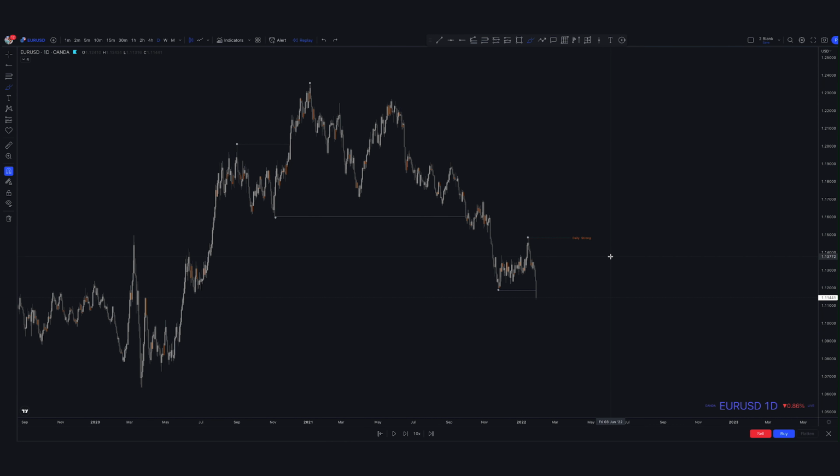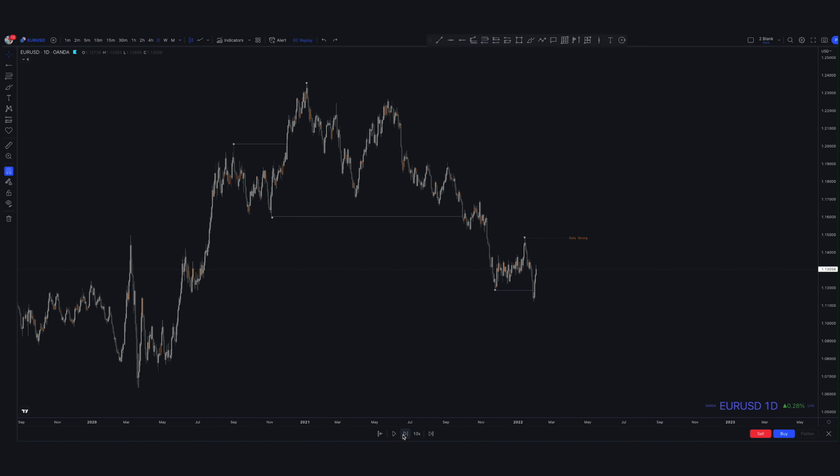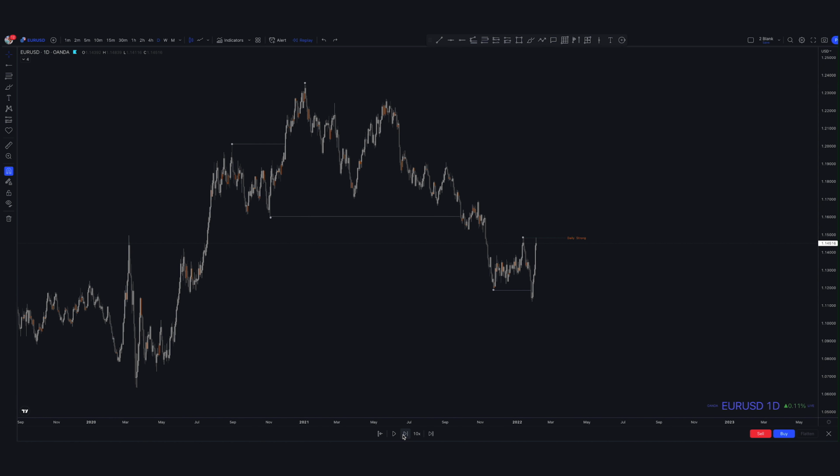We're not gonna be going to the weekly, but as you can see, it's a very big push. So this would probably be a weekly push and then a weekly pullback. But let's continue here on the daily. So again, we have this daily strong, right? Let's continue, let's play this and see what's gonna happen.